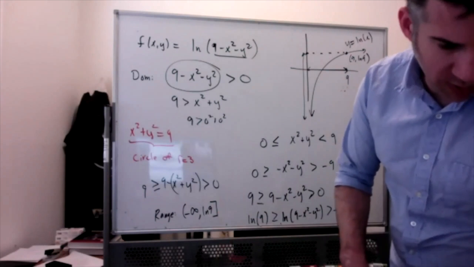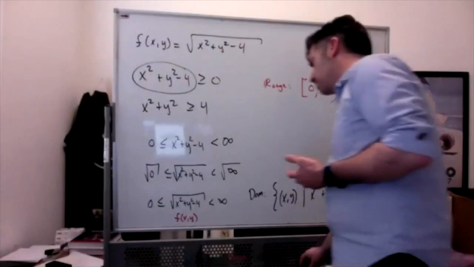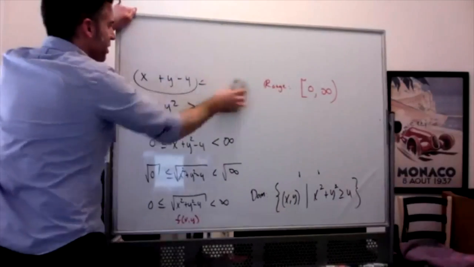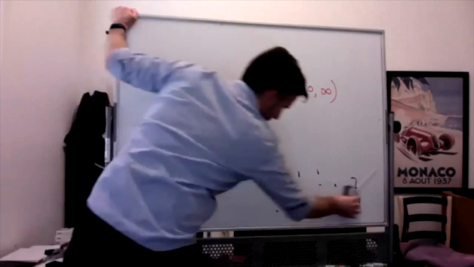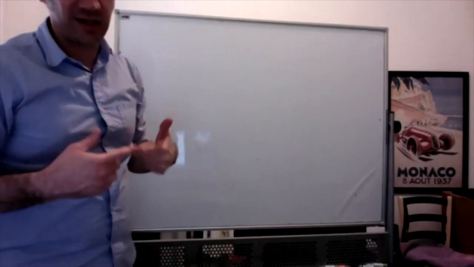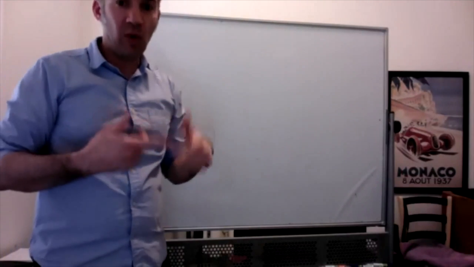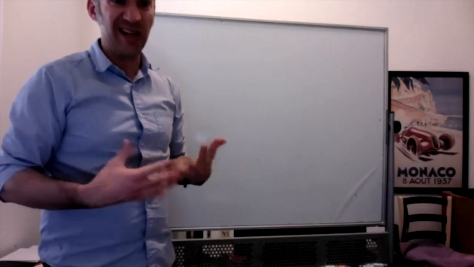Okay, let's do a couple of examples that include some level curves. But I should stress, when you're thinking about domain and range, especially for the range, you're really trying to ask yourself the question, okay, what can I do to make this thing as big as possible? What can I do to make this thing as small as possible while still obeying the domain constraints?